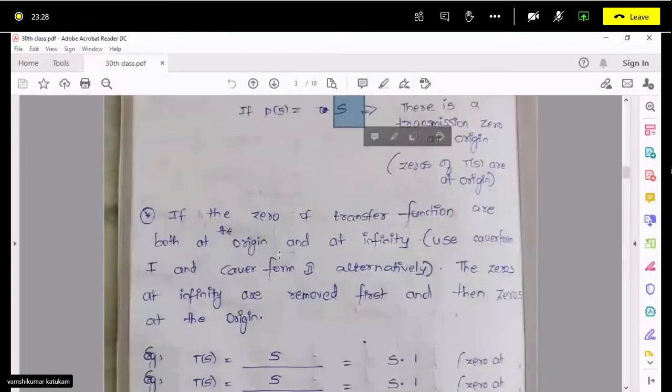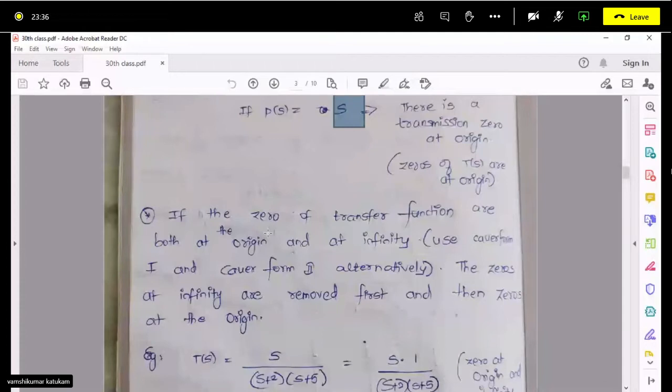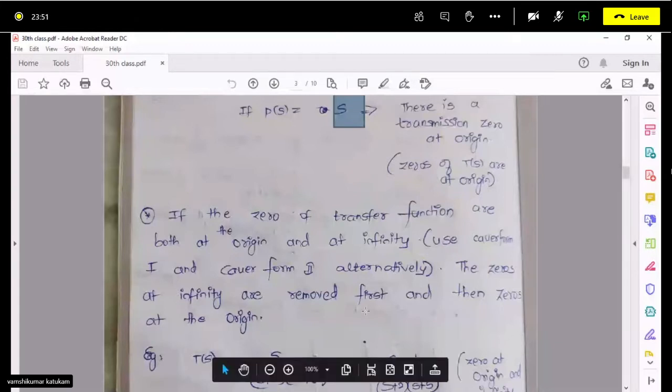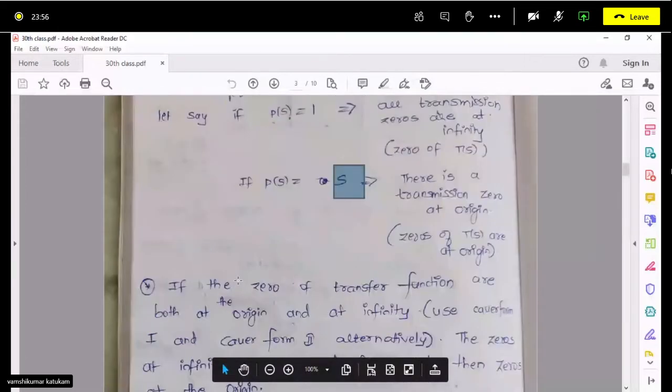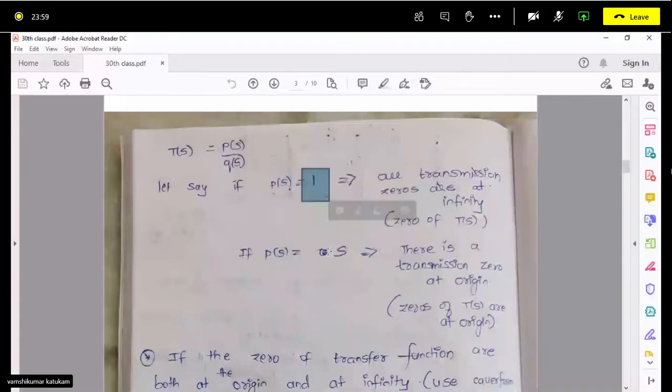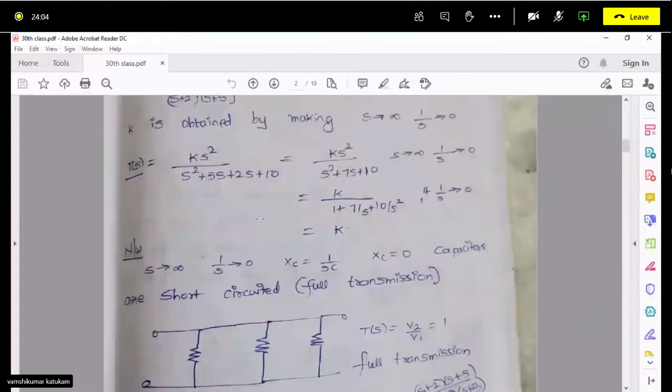If the zeros of the transfer function are both at origin and at infinity, use Cauer form 1 and Cauer form 2 alternatively. The zeros at infinity are removed first, and then the zeros at the origin. If you see Cauer form 1, we have done this thing. In Cauer form 2, we have done s square, just today in this class.